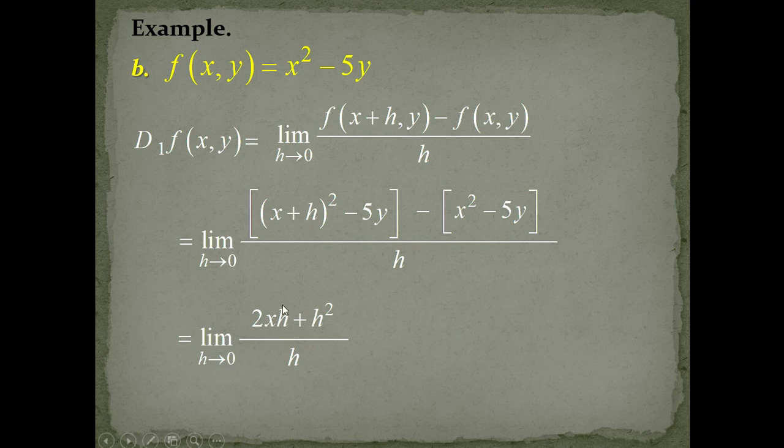So the numerator you factor out common, which is h, then you have h at the denominator. So the result will be something like this, 2x plus the limit of the quantity 2x plus h as h approaches 0. So therefore the answer is 2x. Okay, so that's the long method in finding the partial derivative of a function of two variables x and y in this example.